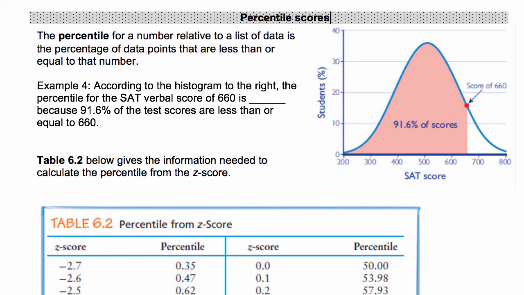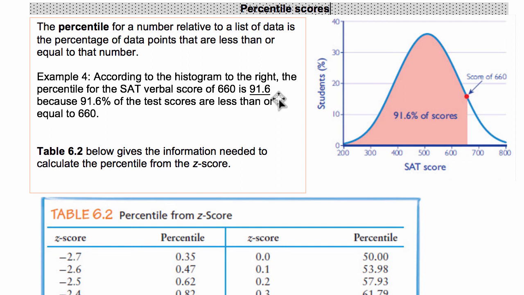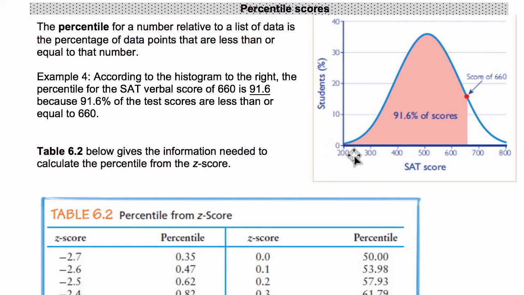Example 4. According to the histogram to the right, the percentile for the SAT verbal score of 660 is equal to 91.6 because 91.6% of the test scores are less than or equal to 660. One consequence of the 68, 95, 99.7% rule is that we are able to use z-scores of data points to approximate their percentiles and vice versa.